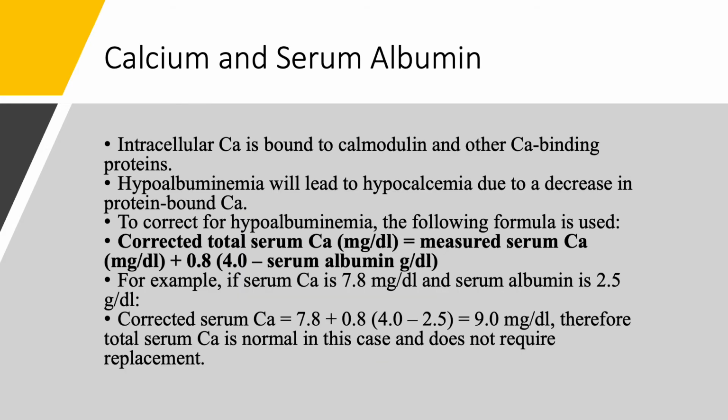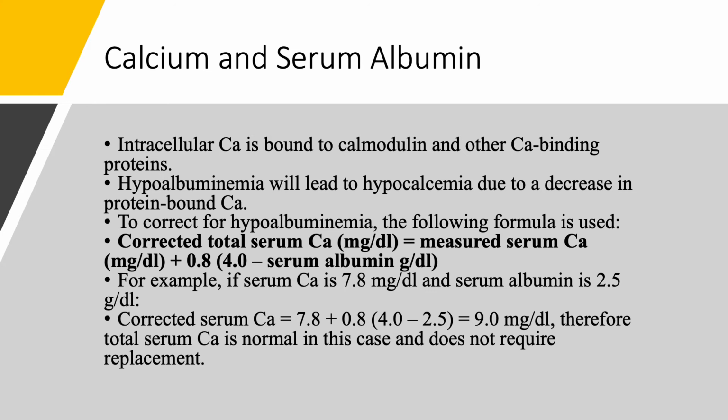Calcium and serum albumin. Intracellular calcium is bound to calmodulin and other calcium-binding proteins. Although this is a very small portion of calcium, it's extremely important. Okay, albumin. If you have low albumin, if you have hypoalbuminemia, you are going to have hypocalcemia. Why? Because total calcium is going to decrease, not ionized. Ionized will not be affected. So you have a decrease in protein-bound calcium or albumin-bound calcium.